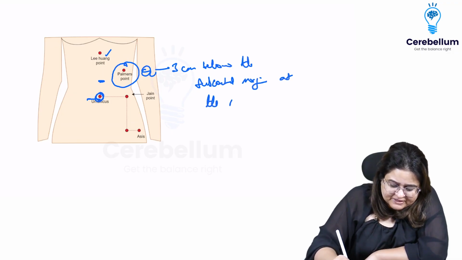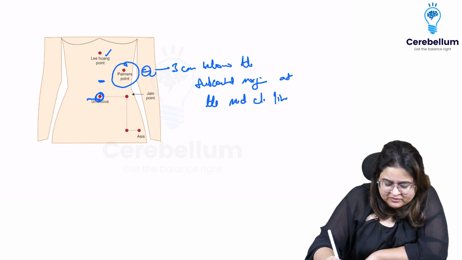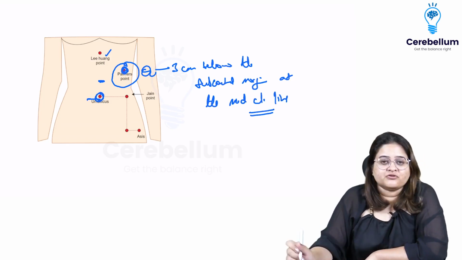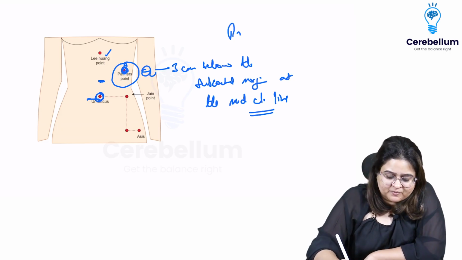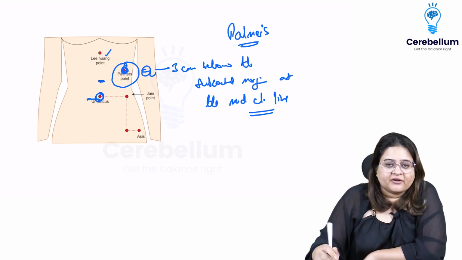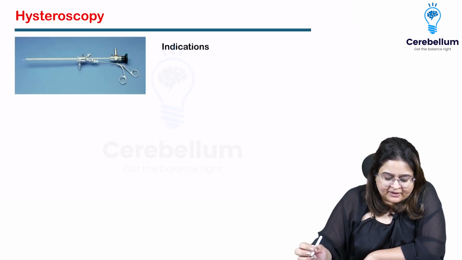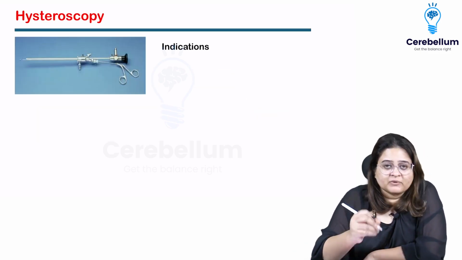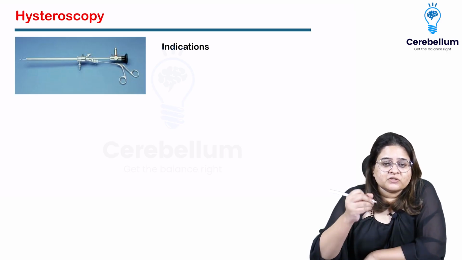At the mid-clavicular line. So this is a safe point. It's a safe entry point. So remember, Palmer's point is the safe entry point. Okay. Now, in gynae, apart from laparoscopy, we also very commonly use a hysteroscopy.